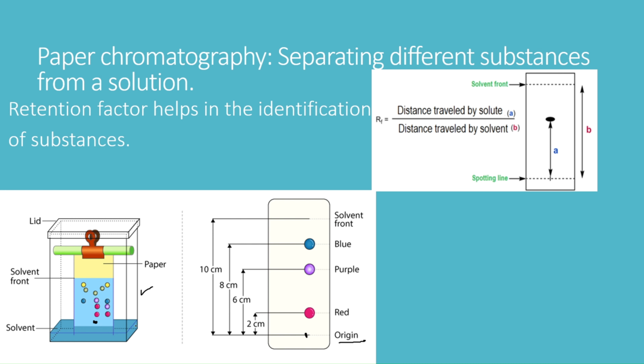So just hang the filter paper for some time and then the solvent will rise up the filter paper due to capillary action. Now as the solvent moves over the filter paper, different colors get separated and you get 2 or 3 spots on the filter paper. This filter paper is now called chromatogram. So this is a chromatogram.